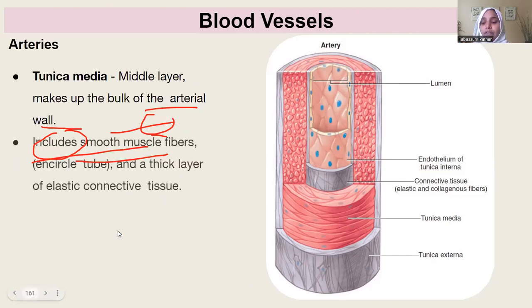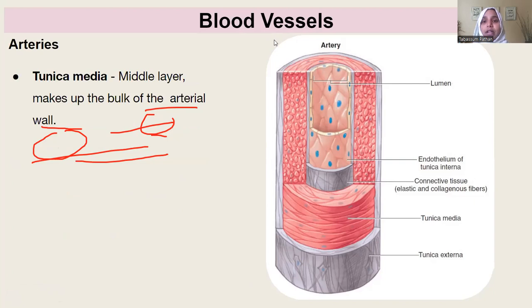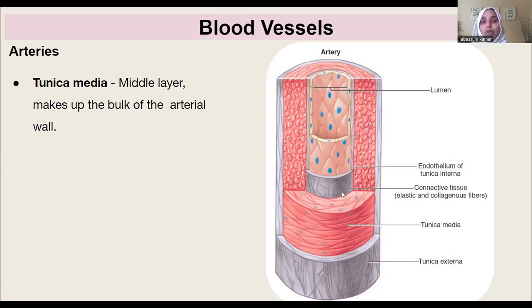Then the middle layer, which is known as tunica media. The outer layer is the tunica externa. The middle layer, tunica media, is the major part of the arterial wall. As you can see, tunica externa is a bit thin, and tunica media is this much thick. So this is your tunica media, this reddish one.